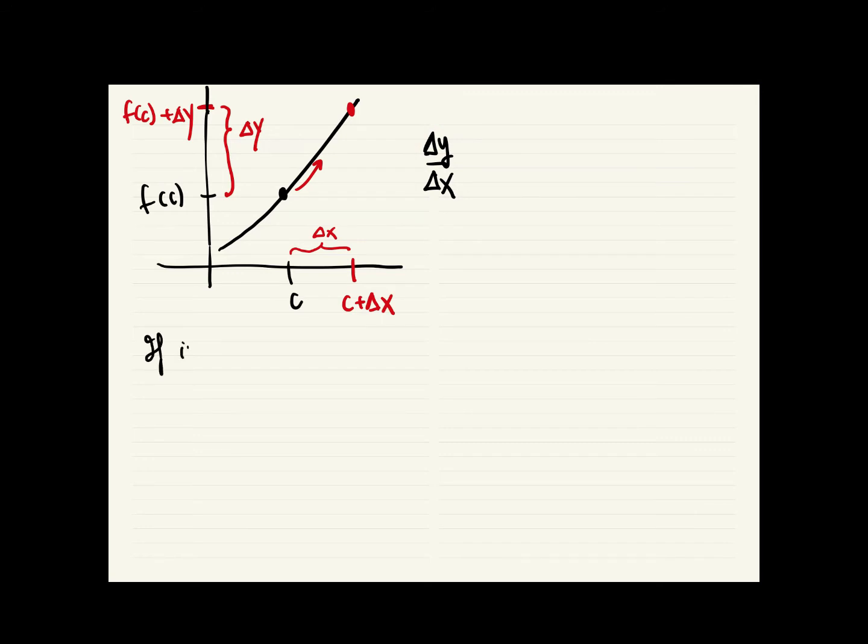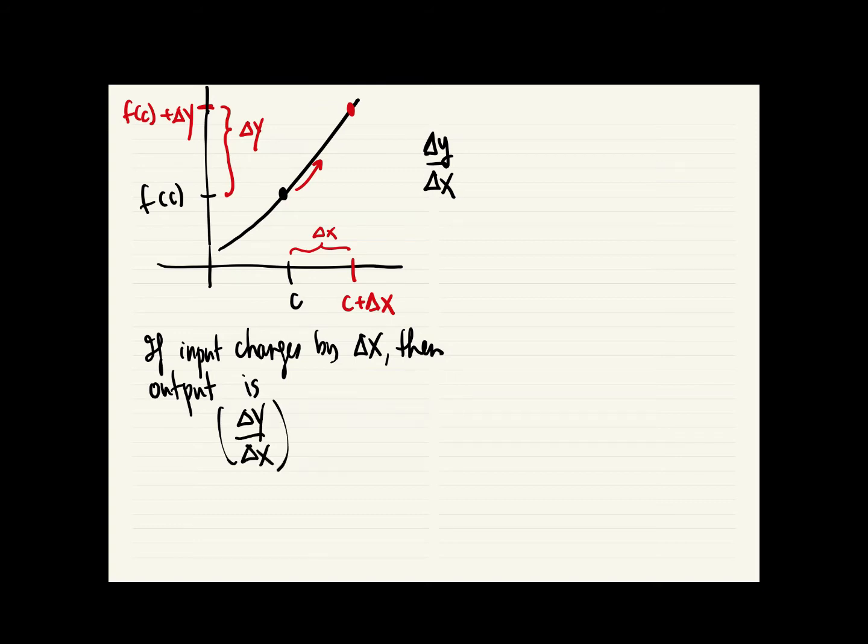So if the input changes by delta x, then the output changes by this ratio times delta x. This ratio is the multiplier, and we can get our new delta y from that. You can look at this and see that the delta x cancels and you're left with a delta y. But this ratio, delta y over delta x, we're going to think of as a constant, a multiplier.